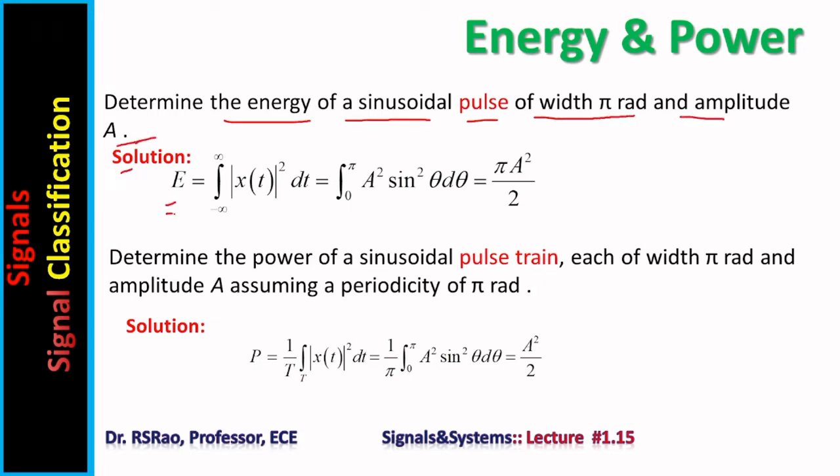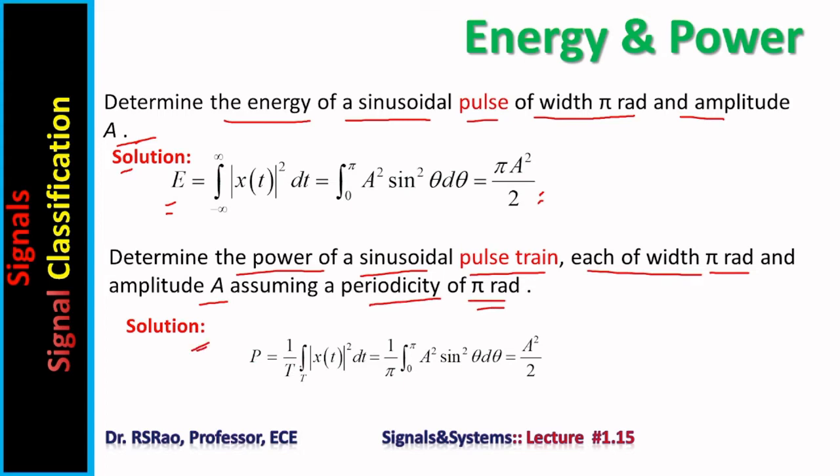E is equal to the integral from -infinity to +infinity of |x(t)| squared dt, equal to the integral from 0 to pi of a square sin square theta d theta, equal to pi a square by 2. Another problem: determine the power of a sinusoidal pulse train, each of width pi radians and amplitude A, assuming a periodicity of pi radians. Solution.